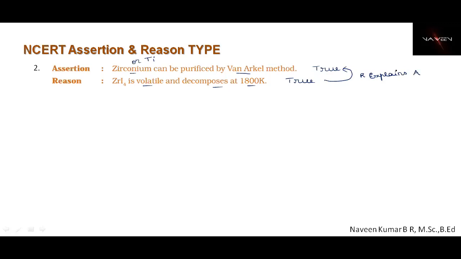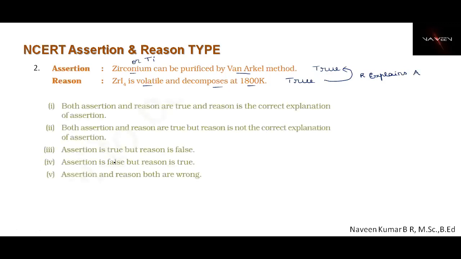Now we'll look into the options. Both assertion and reason are true statements and the reason explains the assertion. Hence it is correct. Both assertion and reason are true, but reason is not the correct explanation of A, which is not correct. Assertion is true, reason is false, which is not correct. Assertion is false and reason is true, again it is not correct. Assertion and reason both are wrong, again this is not correct. Hence the correct option for the question is option 1.